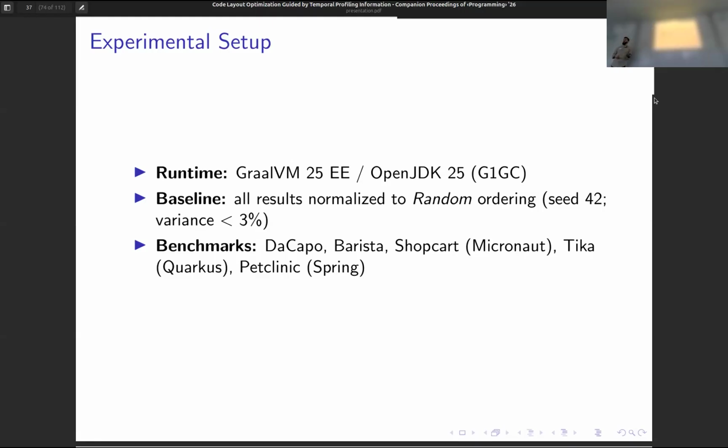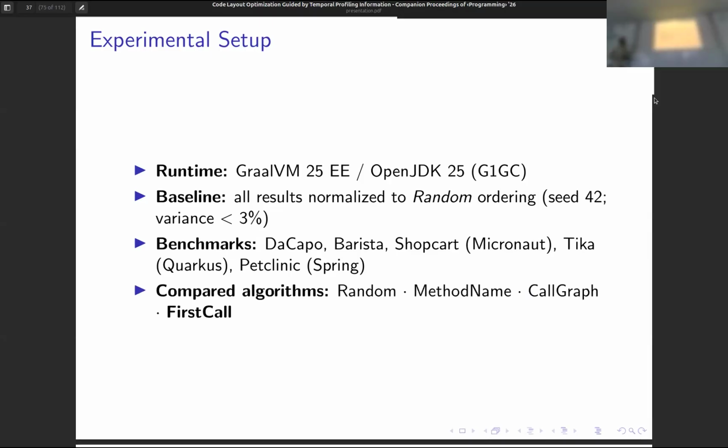And we use benchmarks that are used in the GraalVM compiler on every optimization we implement. So whichever optimization gets implemented in GraalVM, it goes through this pipeline where we measure the performance on different workloads and different applications. And we compare 4 different algorithms: random, method name, call graph, and first call.